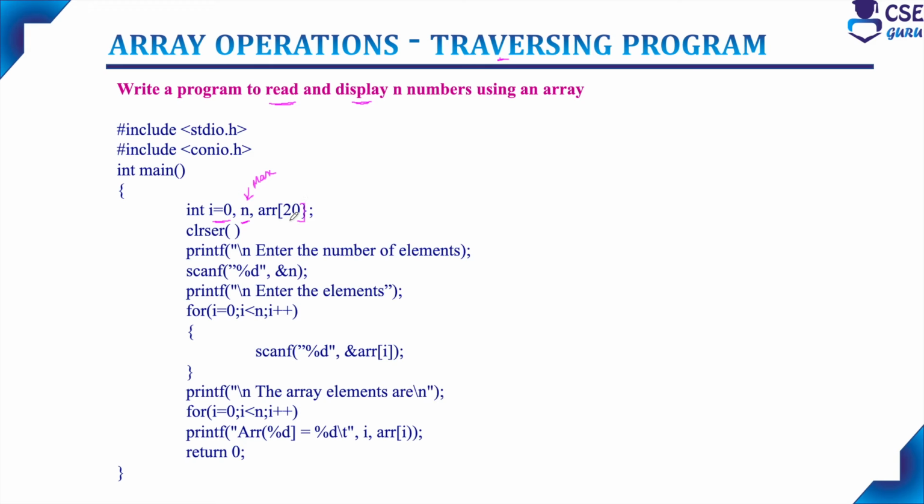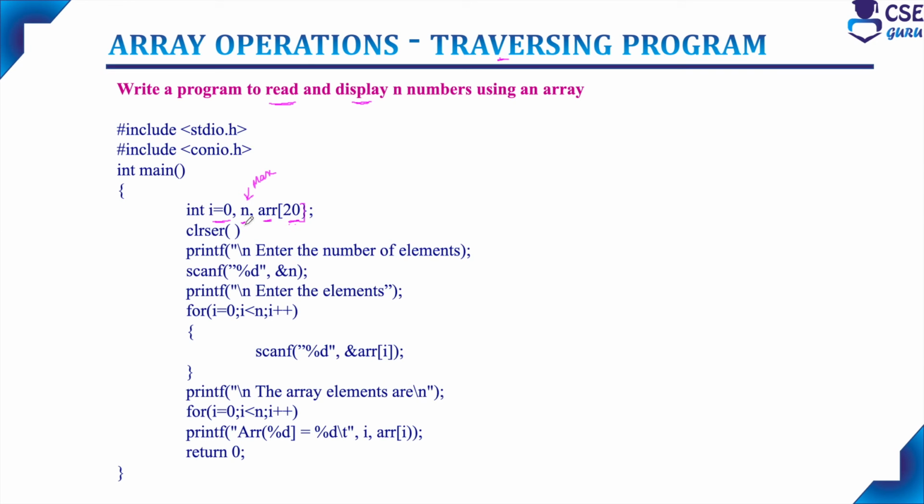And declare the size of the array as 20. The array name is ARR and the size is 20. The meaning is 20 memory locations will be allocated for this array. That is the meaning. So, what is the difference between this n and this array of 20? Here 20 memory locations are allocated, so you can utilize 20 memory locations.